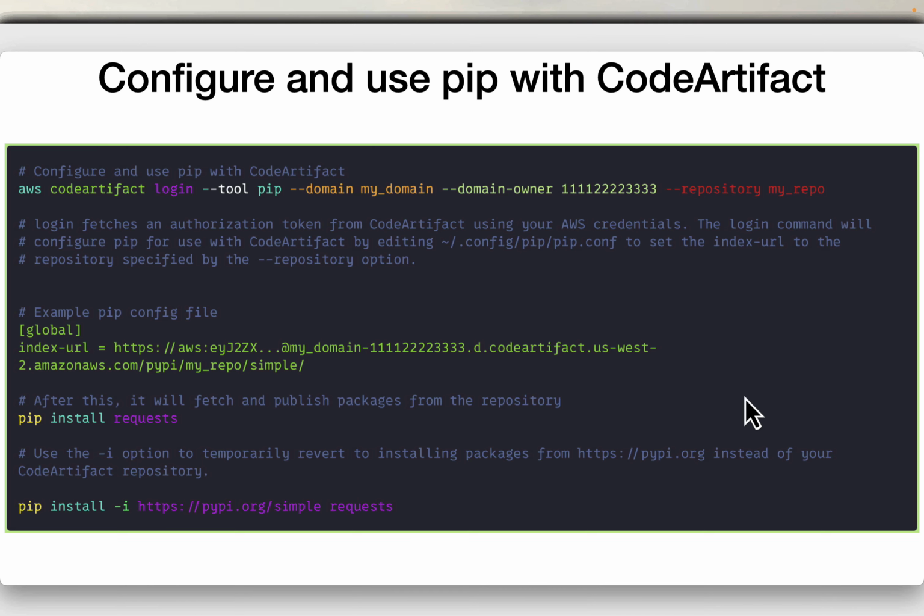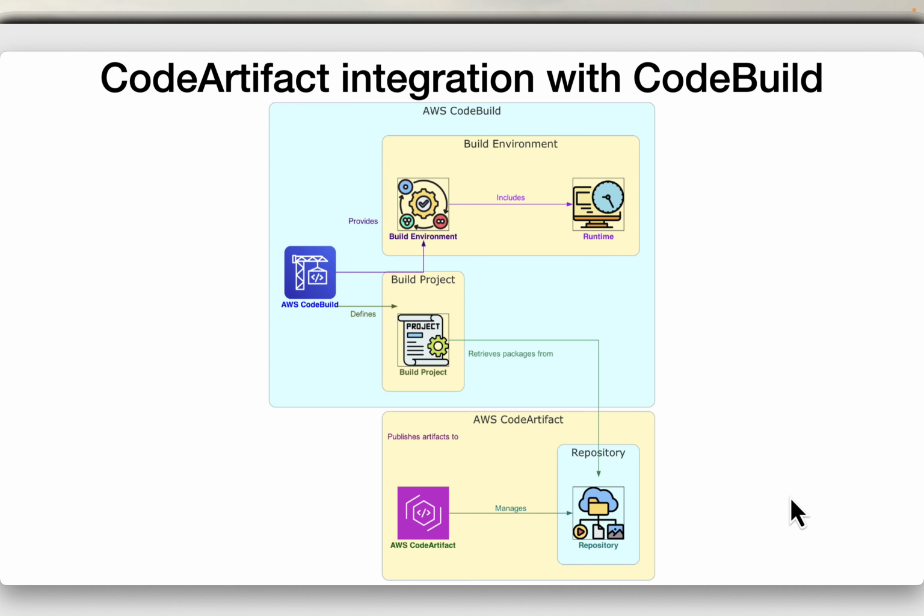And same for this other example, Python. Same concept, AWS CodeArtifact login. It will configure the global pip config file, and then if you do pip install requests, it will fetch from here. Or if you do pip install -i, if you want to fall back to the original, you have to do it like this. And lastly, CodeArtifact integration with CodeBuild.